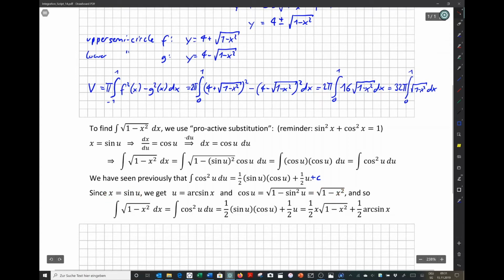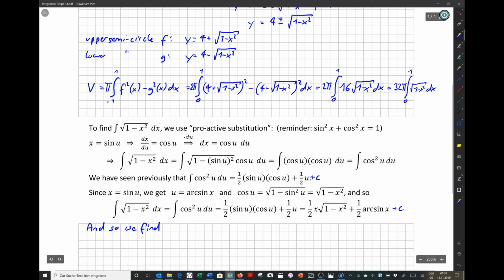So we found the square root of 1 minus x squared dx up here is the integral of cosine squared u du, which is 1/2 sine of u cosine u plus 1/2 u, that's this here. And this is 1/2 times, now inserting x for sine of u, square root of 1 minus x squared for cosine of u, and for the u, what we found here, the arcsine of x.